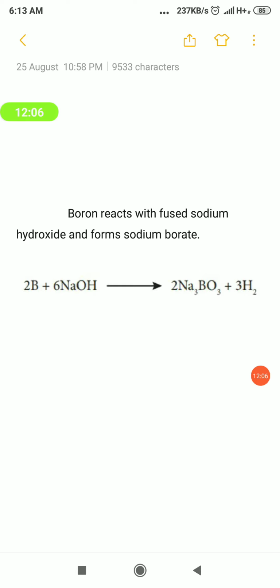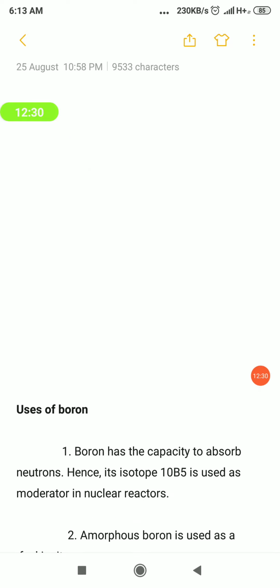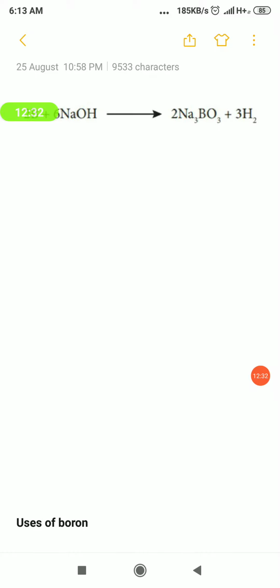Then the reaction with alkali. The simplest alkali we have taken is sodium hydroxide. 2 atoms of boron react with 6 molecules of sodium hydroxide. The resultant compound will be sodium borate. The formula for sodium borate is Na3BO3, with the liberation of 3 molecules of hydrogen. I think with this, the chemical properties of boron are over.